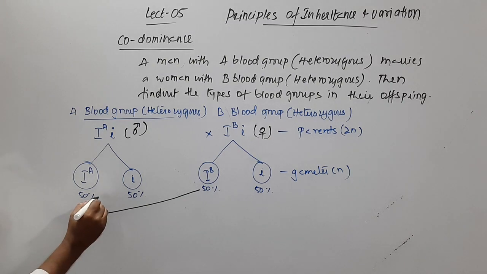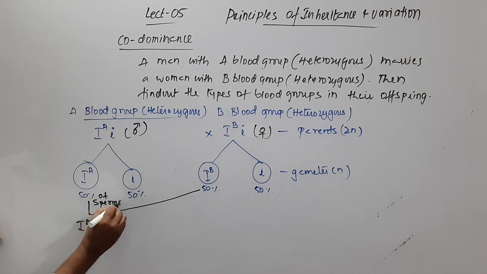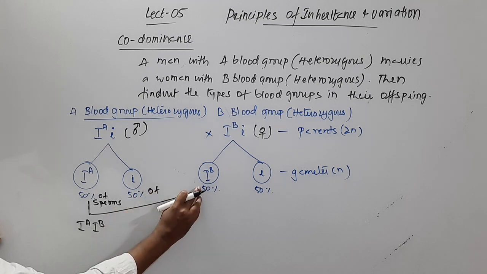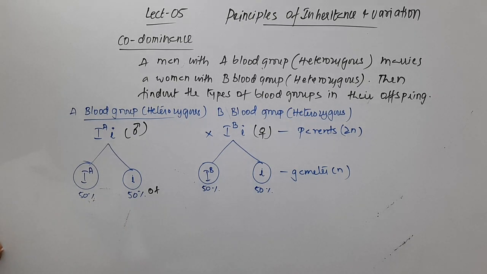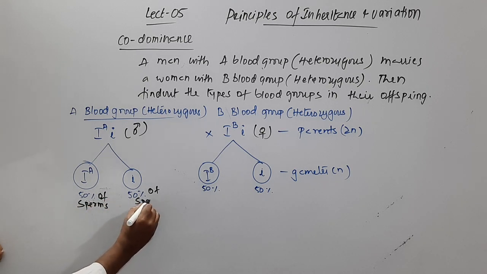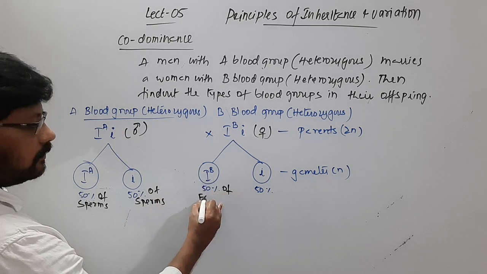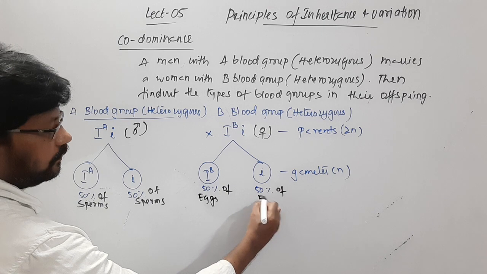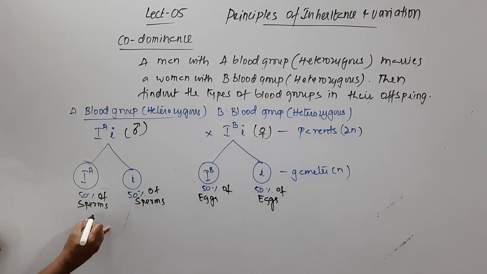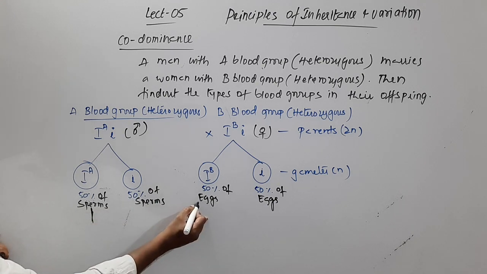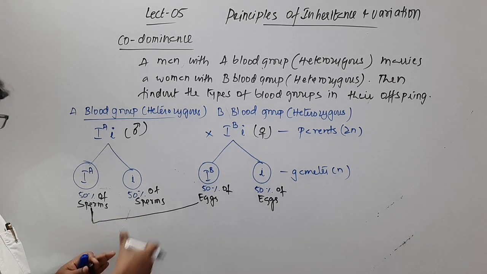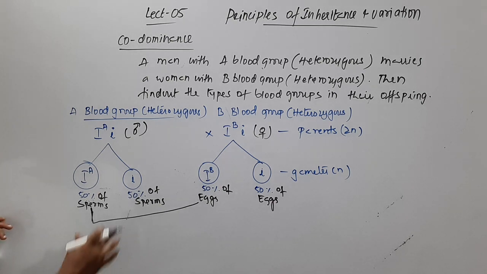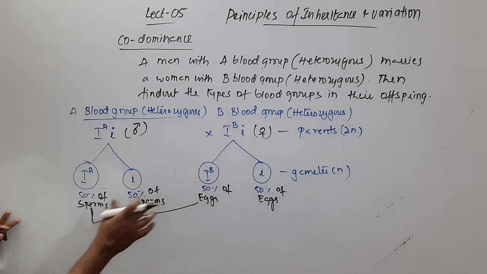Here the A blood group person is male and this is female. So I'll mention 50% of sperms and 50% of eggs. If this one comes in contact with this one, of course, if you feel that this is a little bit confusing, we can put it in a Punnett square and see the possibilities. That can also be done.